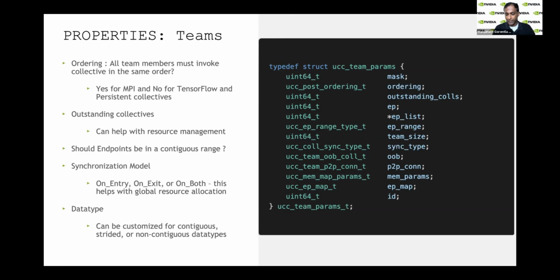And EPMAP is basically a mapping between context and the team itself, basically resources to participant mapping. And ID is team ID. If you're coming from the MPI world, you can think about this as a communicator ID. If you already created it somewhere else and you need that ordering between the teams, you want to probably provide this.